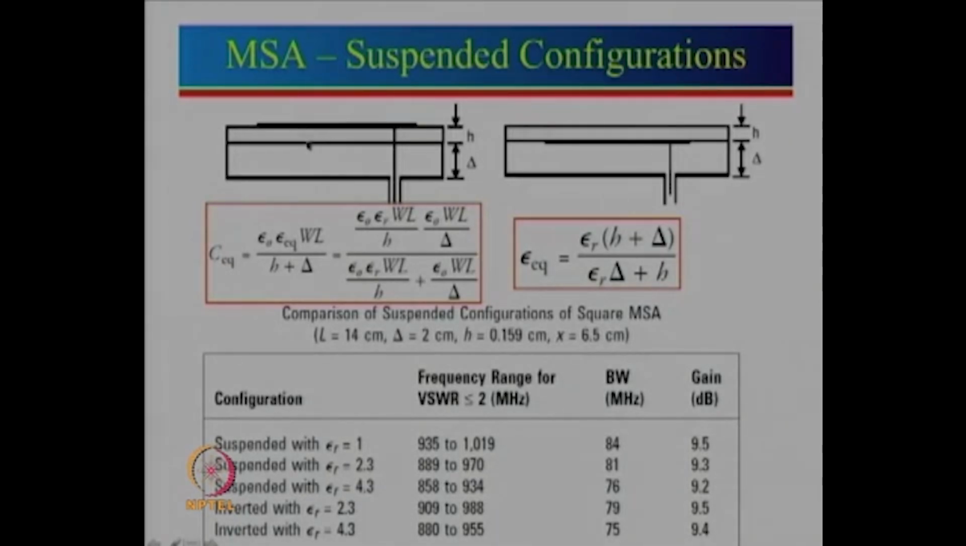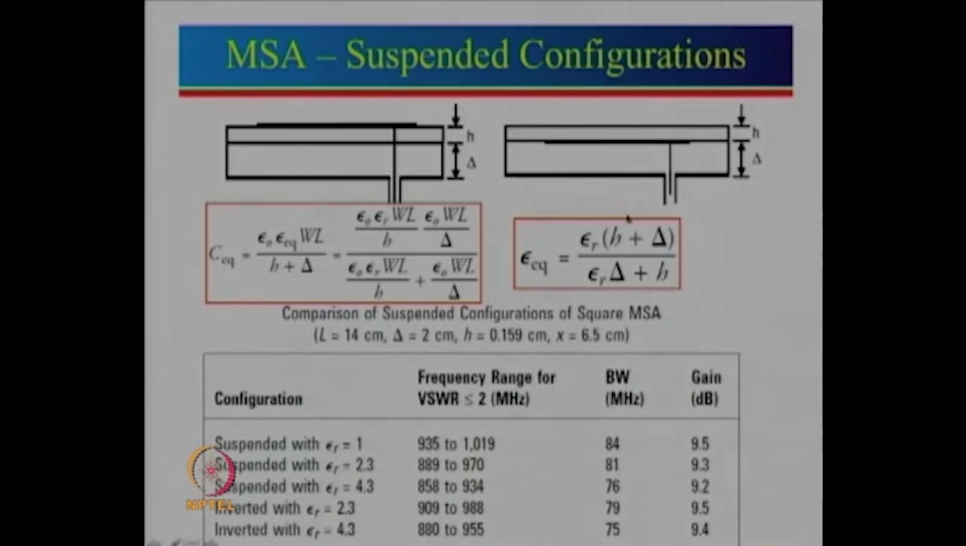So, now these are the two series capacitances, and for series capacitance we use the parallel formula of the resistance, which is nothing but C1 C2 divided by C1 plus C2. This expression is simplified by cancelling many of the WL terms which appear, and this is the expression for epsilon equivalent. In fact, you can now try to put different values of epsilon r for h and delta. We have given an example here, taking delta as 2 centimeter, h as 0.159.